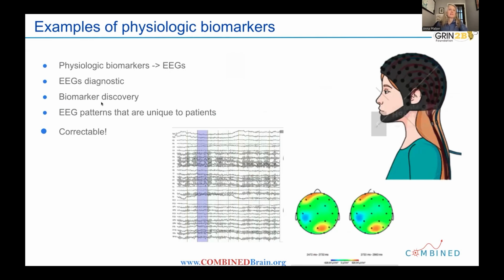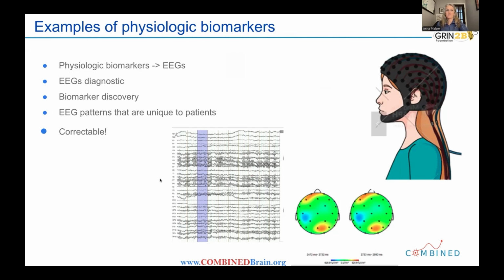Okay. So, more examples. Some specific examples about physiologic biomarkers that I introduced on the last couple of slides. Like I said, one of the primary ones in the context of rare neurodevelopmental disorders, or developmental epileptic encephalopathies, so disorders associated with epilepsy, probably the most common one is EEGs. So EEGs can be diagnostic.